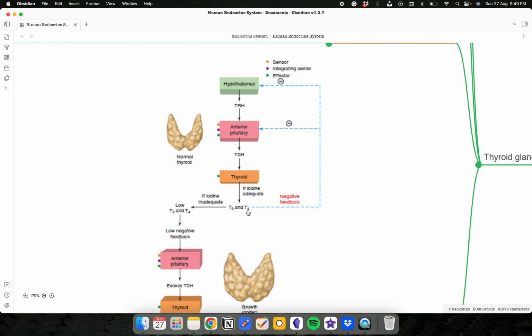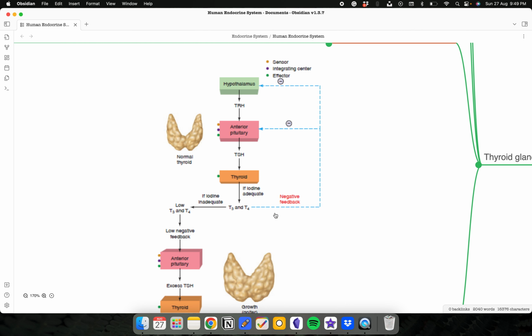And whenever there is T3 and T4, we have already discussed in our previous videos that there will be a negative feedback mechanism on both the anterior pituitary and the hypothalamus. This T3 and T4 will inhibit both the anterior pituitary and the hypothalamus, so that this will ultimately decrease the secretion or production of T3 and T4 from the thyroid, because there is a negative feedback mechanism.